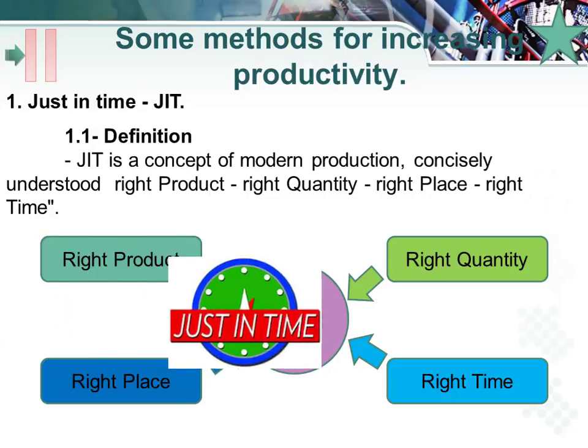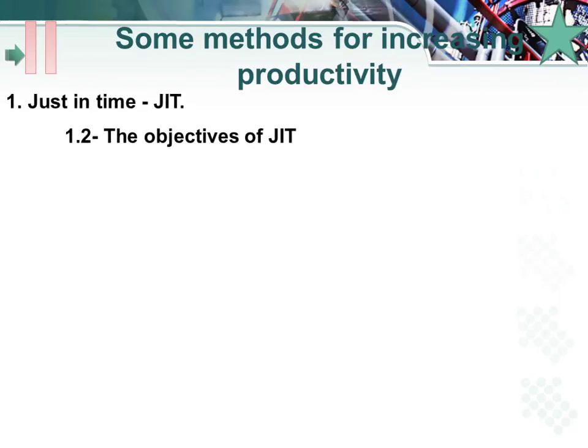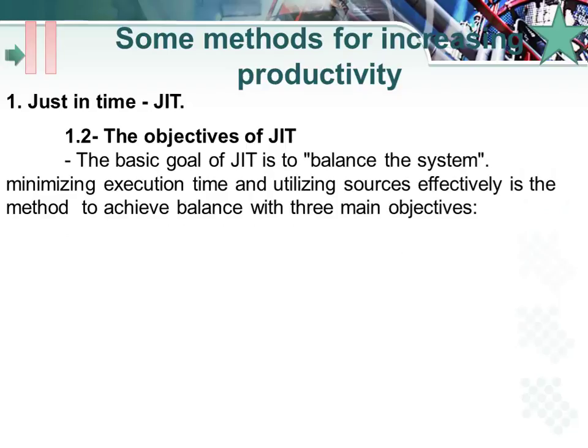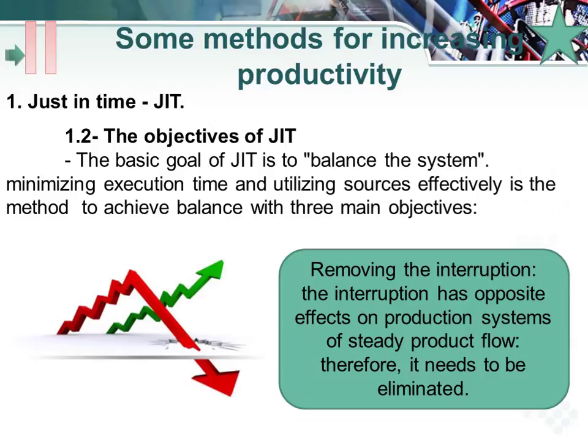The objective of JIT is to balance the system, minimizing the execution time and utilizing resources effectively is the method to achieve balance with 3 main objectives. Removing the interruption. The interruption has an opposite effect on the production system of steady product flow. Therefore, it needs to be eliminated.